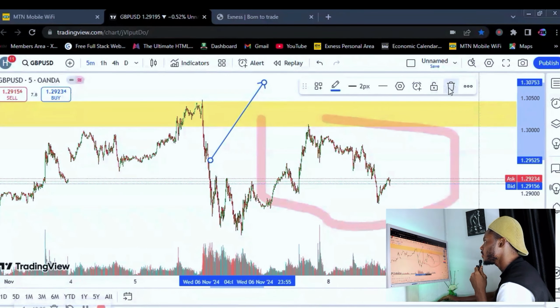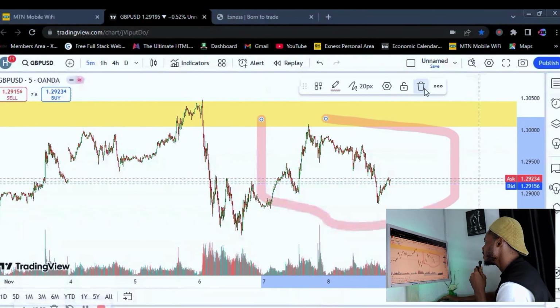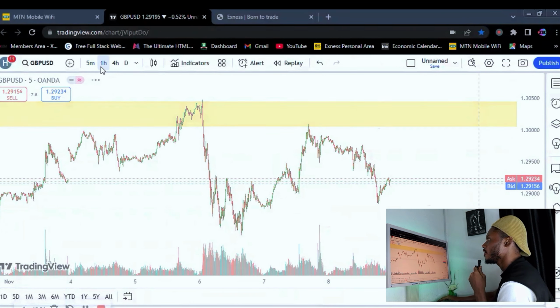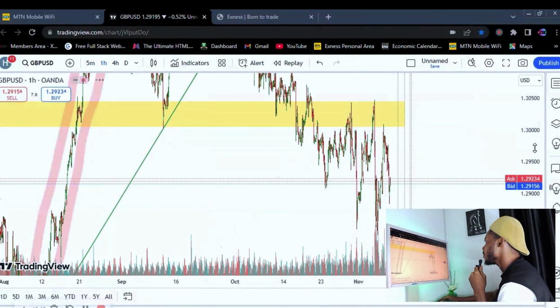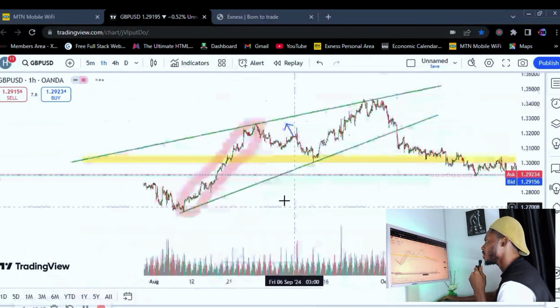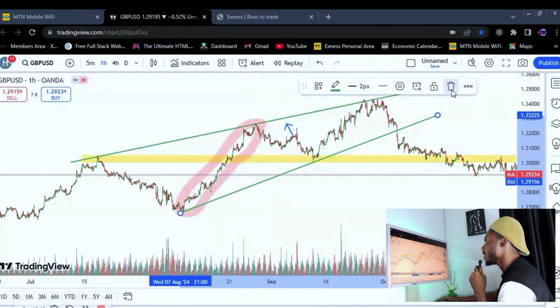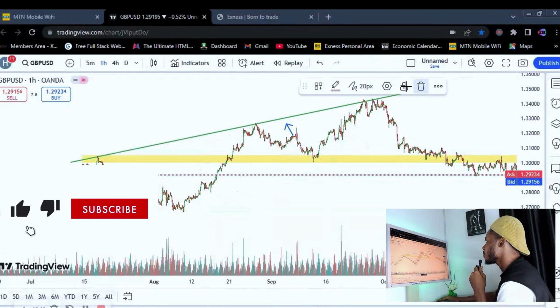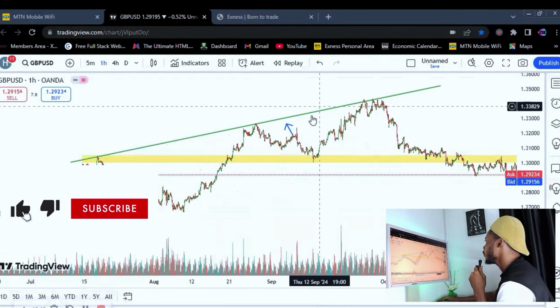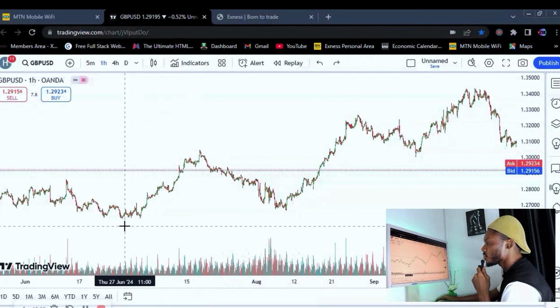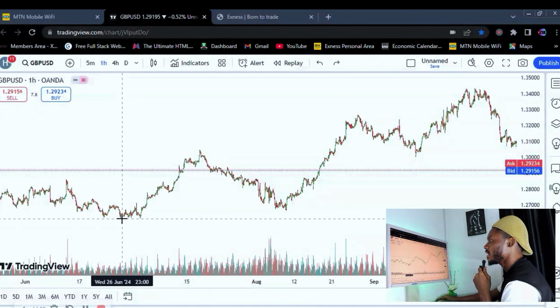The next thing will be to identify the trend. For you to read the trading chart, you need to identify the trend. So let's quickly clean all this. To identify a trading trend, you need to know the difference between higher high, higher low, lower high, and lower low. So let's begin with this.